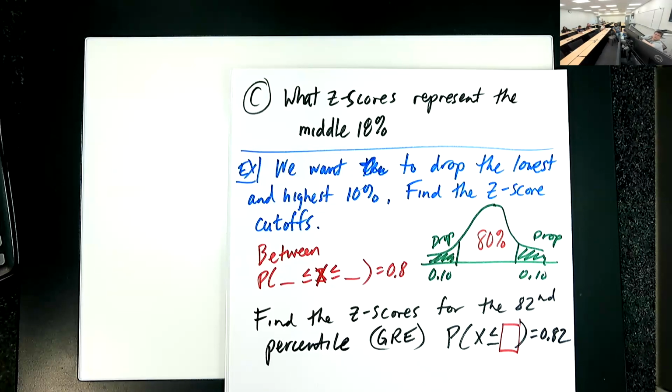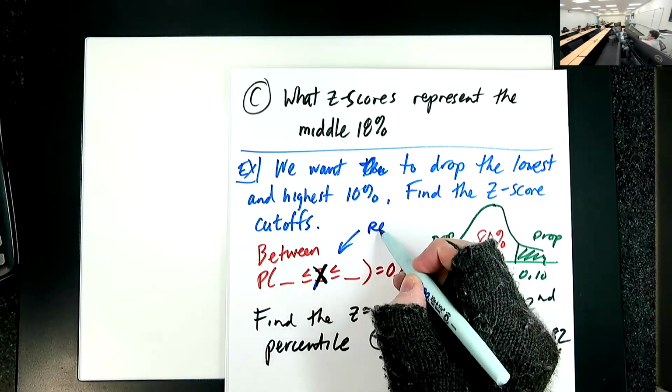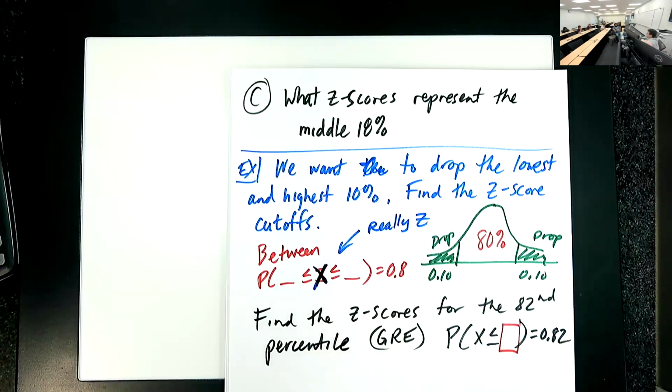Wait, is it not a Z-score in the between part, in between the greater than or equal to's? Is that not a Z-score in the middle? It doesn't say Z in the computer, but it is a Z-score. The computer says X, but that's really a Z. But the computer is gonna say X.